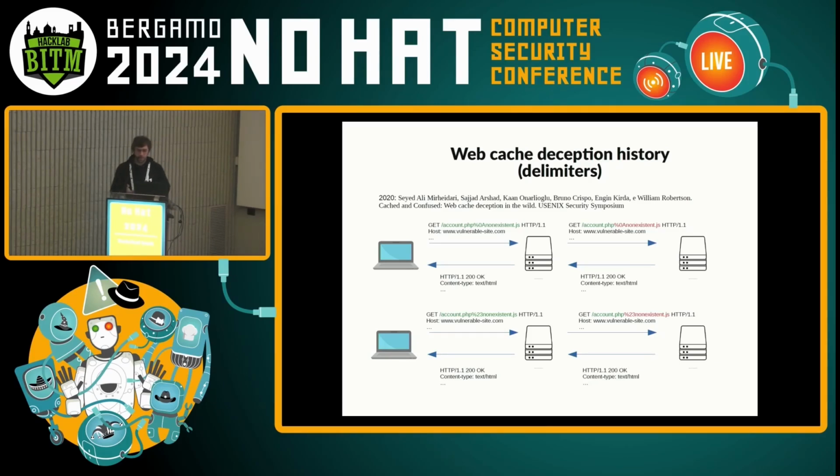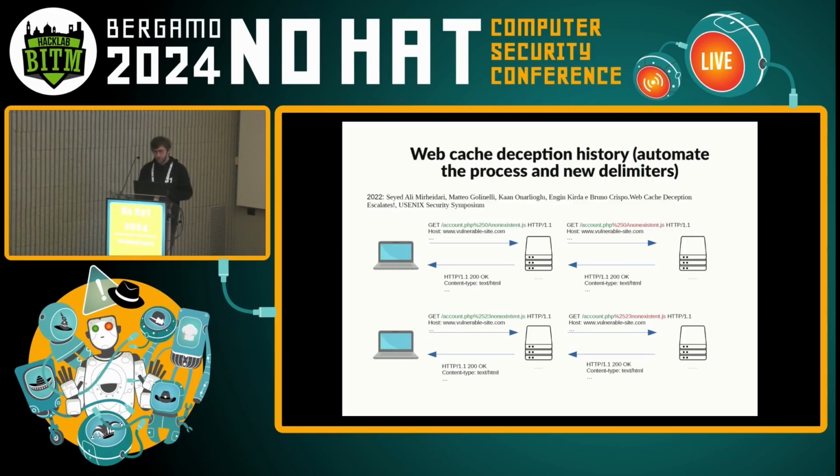So basically, web cache deception is a vulnerability that arises from a discrepancy in how the origin server parses the request path string, and how the intermediary node is configured to cache resources based on the path and cache keys.